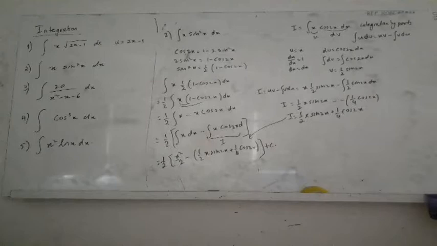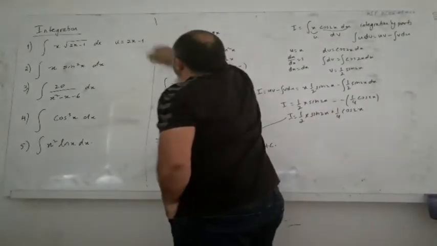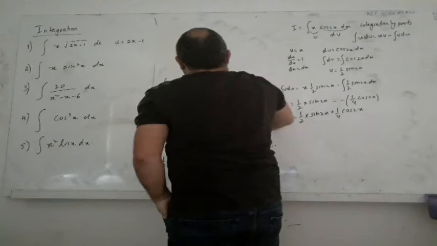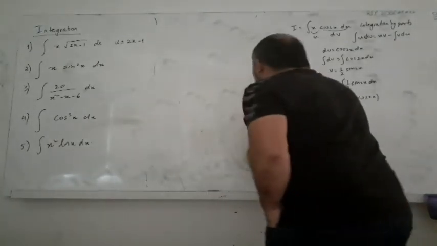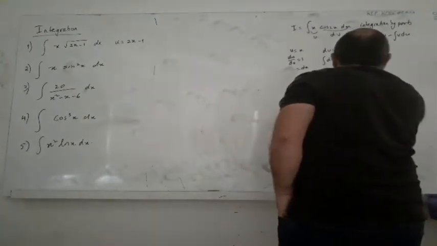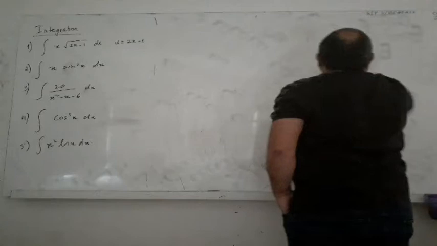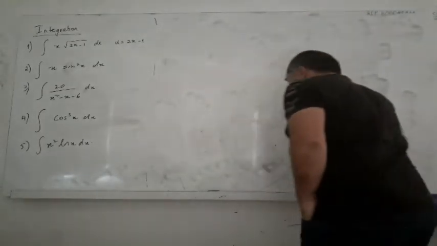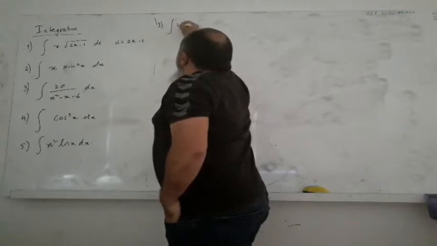Yes, let's solve question 3. Now it's time to solve question 3. And when you check question 3, it is easy to see that we have to use partial fractions to be able to do the integration. So first step is going to be to separate 20 over x squared minus x minus 6 dx to partial fractions.